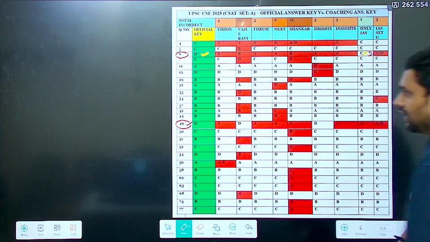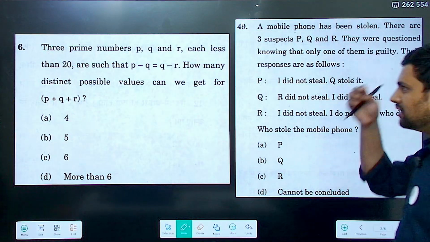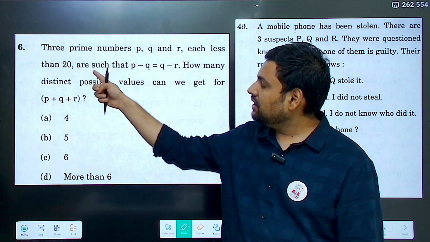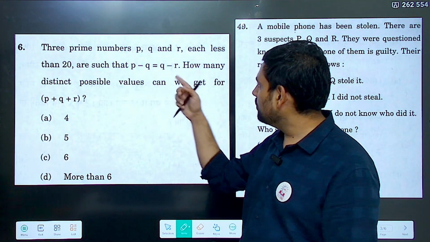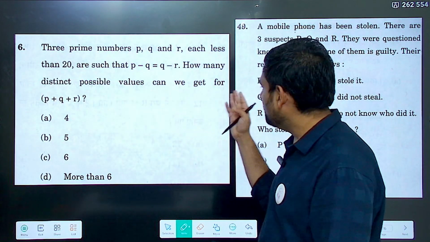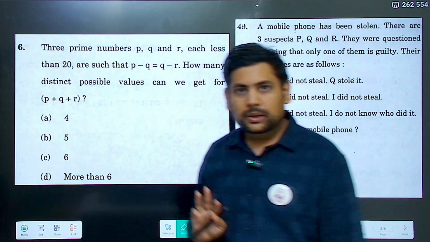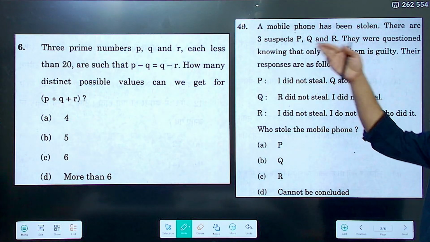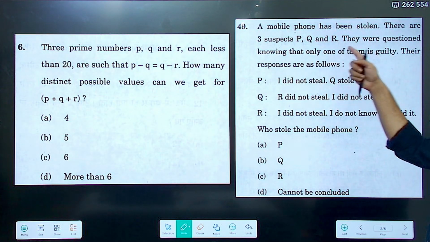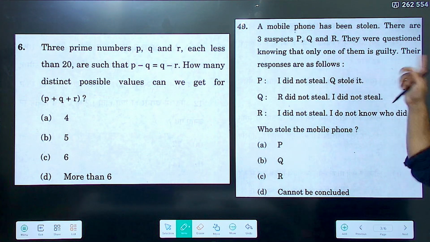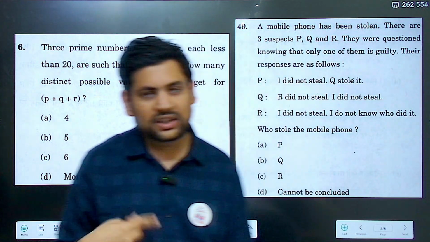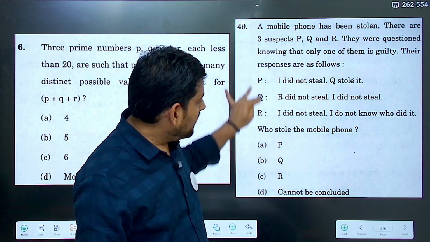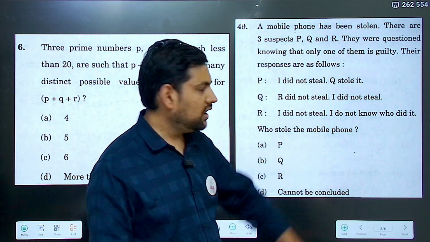Okay, now let's see. So these are those two questions. This question is: three prime numbers P, Q, R, each less than 20, are such that P minus Q is equal to Q minus R. How many distinct possible values can we get for P plus Q plus R? Now, this is the other question, the 49th question. This is about three people. A mobile phone has been stolen. There are three suspects, P, Q, R. They were questioned, knowing that only one of them is guilty. So it is only talking about one person being guilty and two being non-guilty. Then their responses are given. It is asking you who stole the mobile phone.